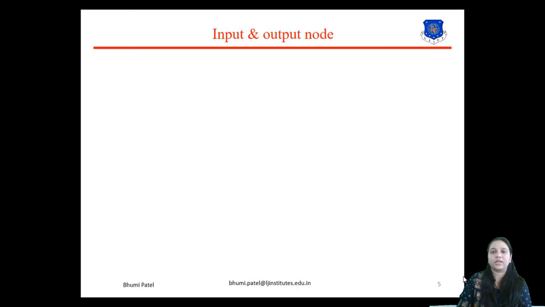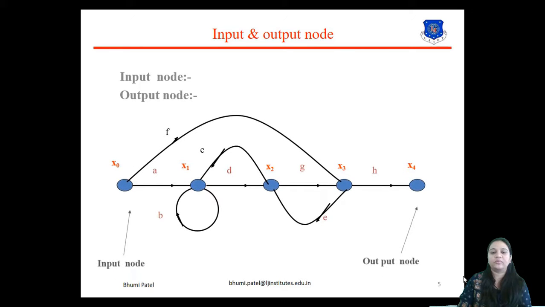Next one is, what is an input node? An input node or a source node is a node that has only outgoing branches. Now what is an output node? It is a node that has only incoming branches. You can see in this diagram, x0 represents the input node and x4 represents the output node.